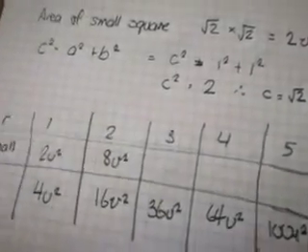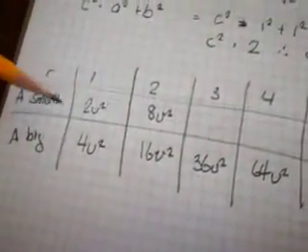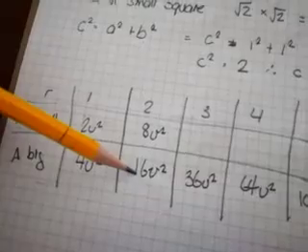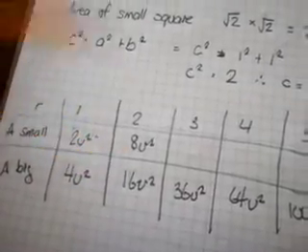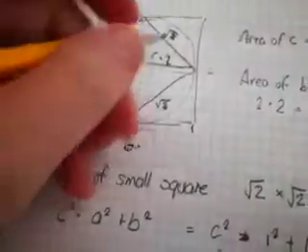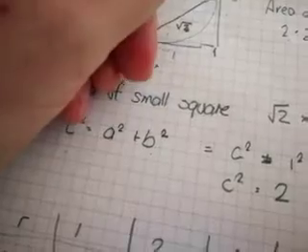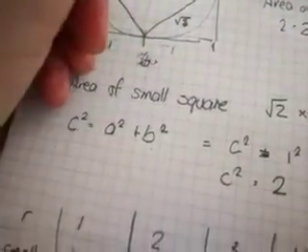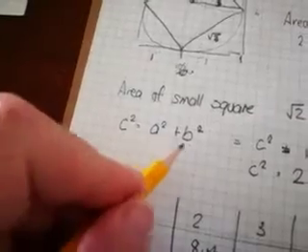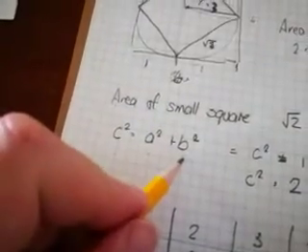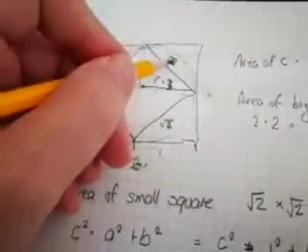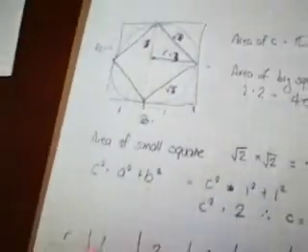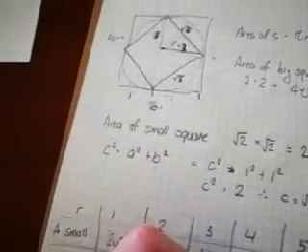Let's have a look at the smaller square here. And we're starting to see a pattern here: 4 and 2, 8 and 16. Let's try it for a third one. If the radius was 3 and 3, using the Pythagoras rule, 3 squared plus 3 squared is 18. So that would be the square root of 18 times the square root of 18, and that would be 18 units squared.